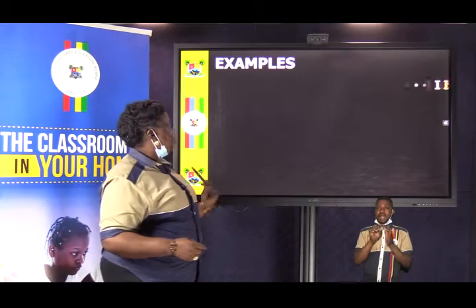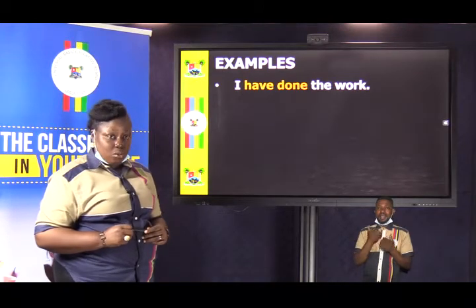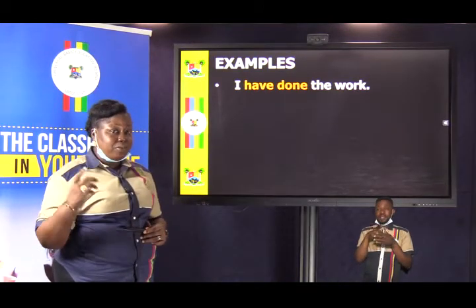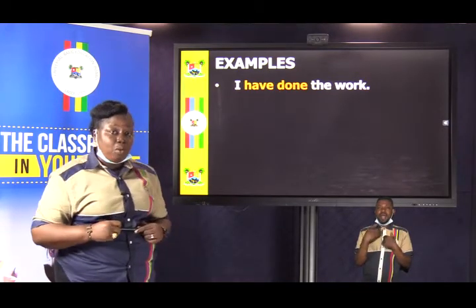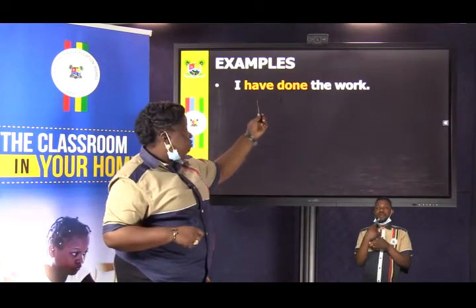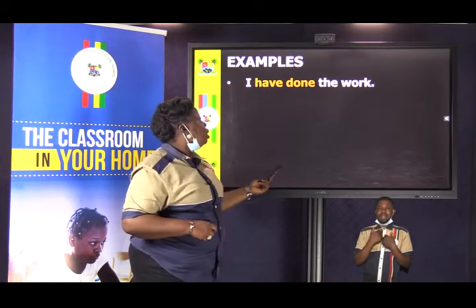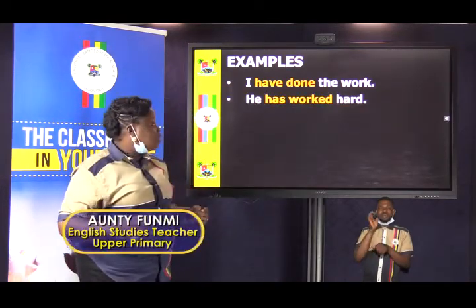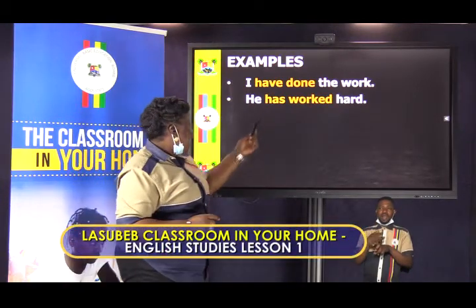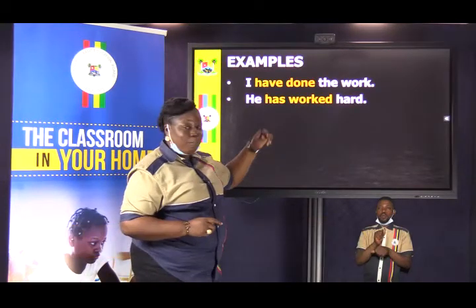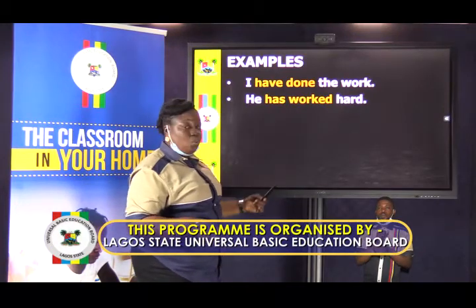Here are examples. I have done the work. Don't forget we said in forming the present perfect tense, you use has or have with the past participle form of the verb. That's why you have have plus done. I have done the work. He has worked hard. Has plus worked, that is the past participle form of work. He has worked hard.